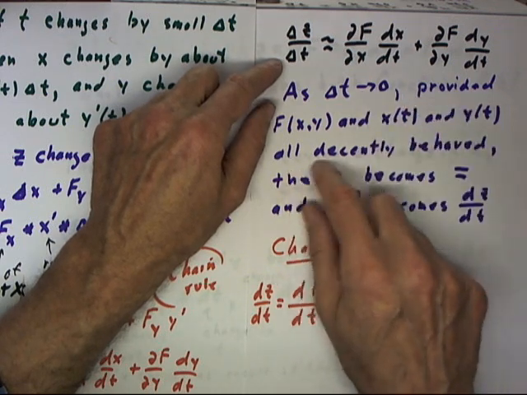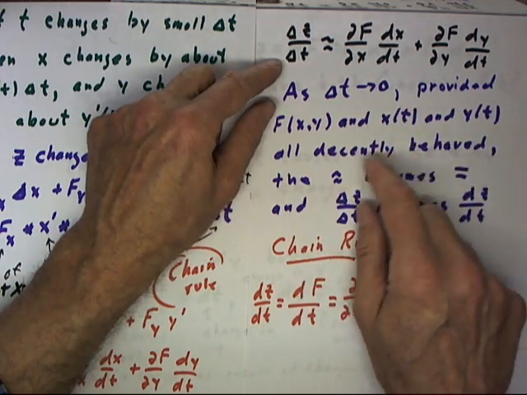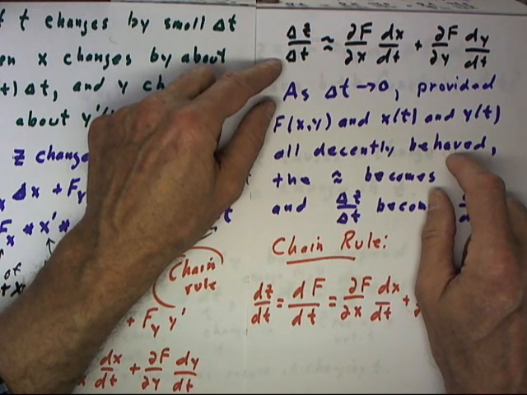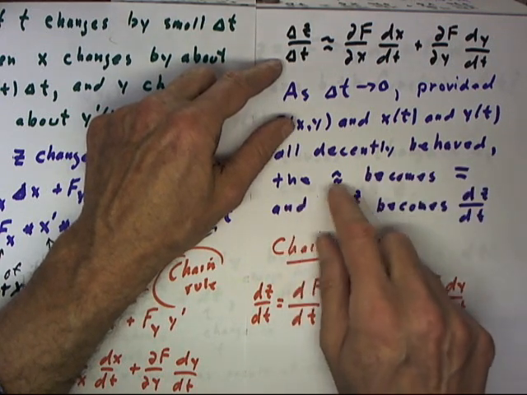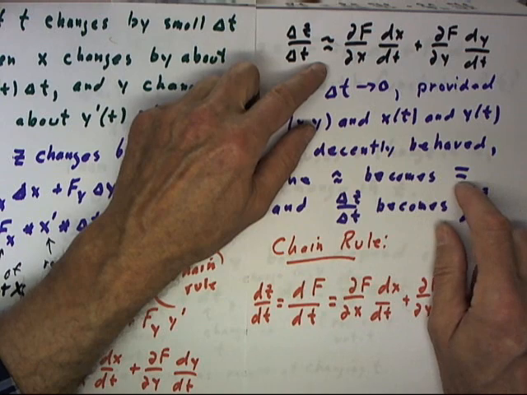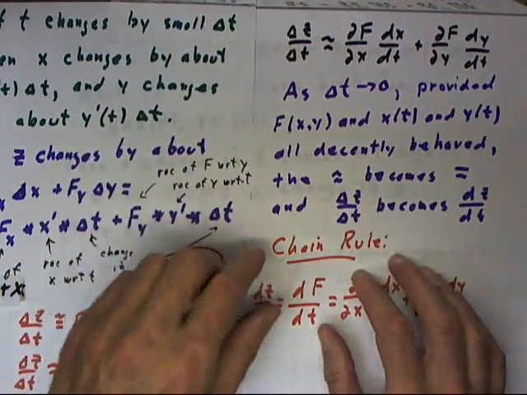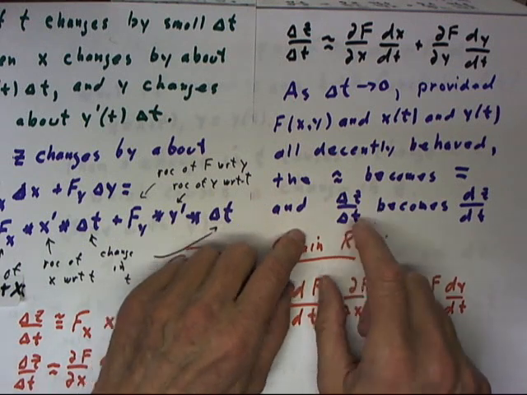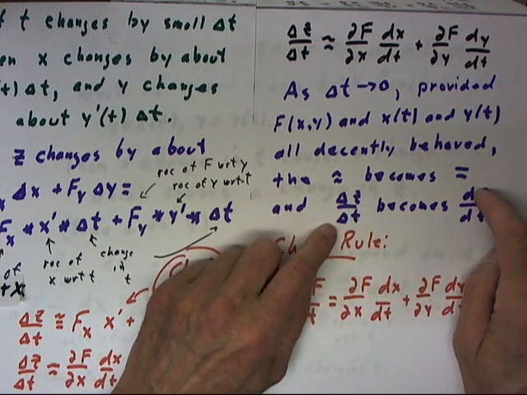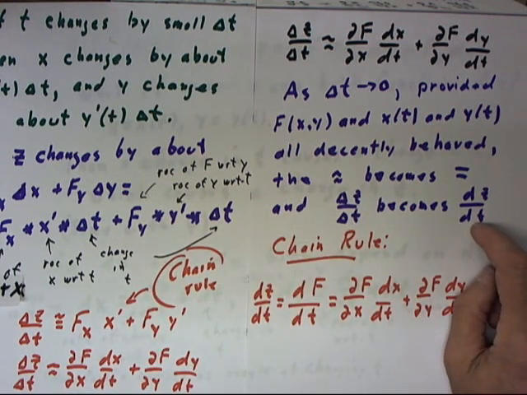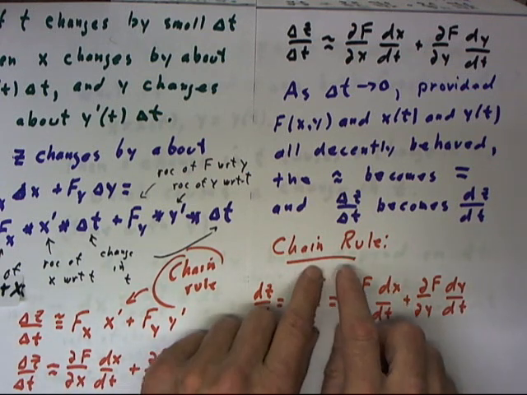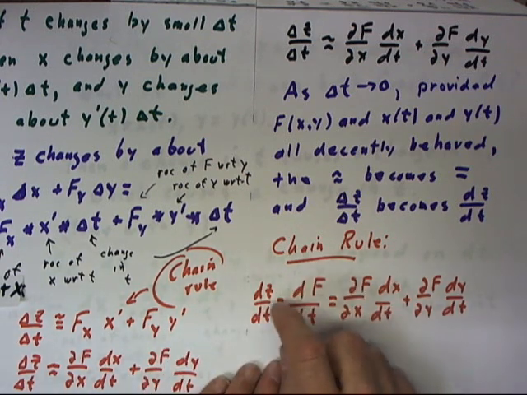For right now, we'll just say as long as these functions behave decently, which most of the functions we've talked about do, then the approximation becomes equality in the limit as delta t approaches 0. And the delta z over delta t becomes dz/dt. Now, we therefore can write the chain rule.